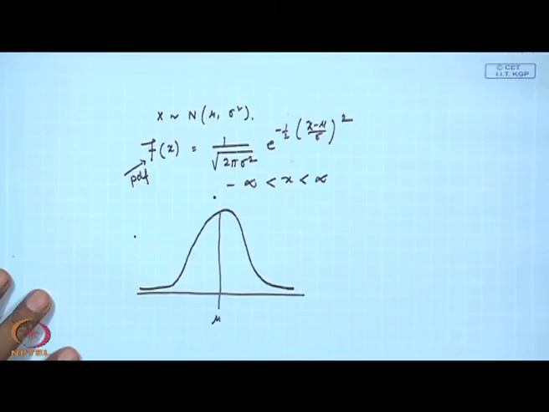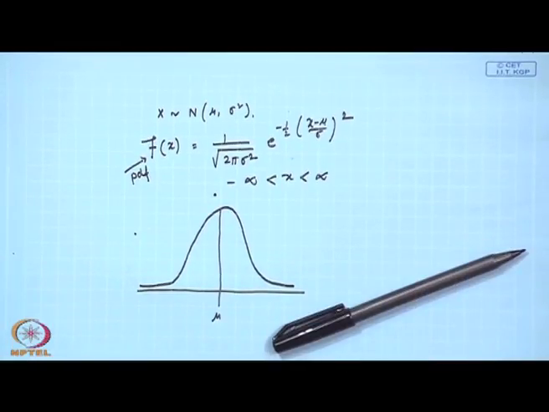So, what will be the equivalent distribution when the number of variables is more than 1? That will be our starting point in the next class. Okay, then, thank you.